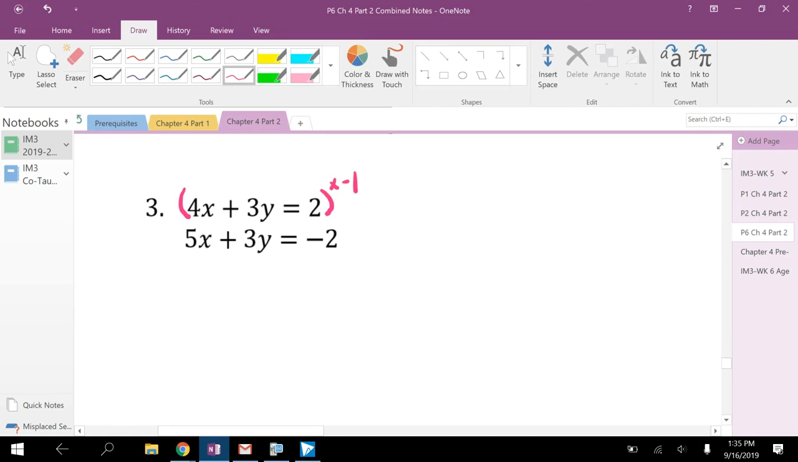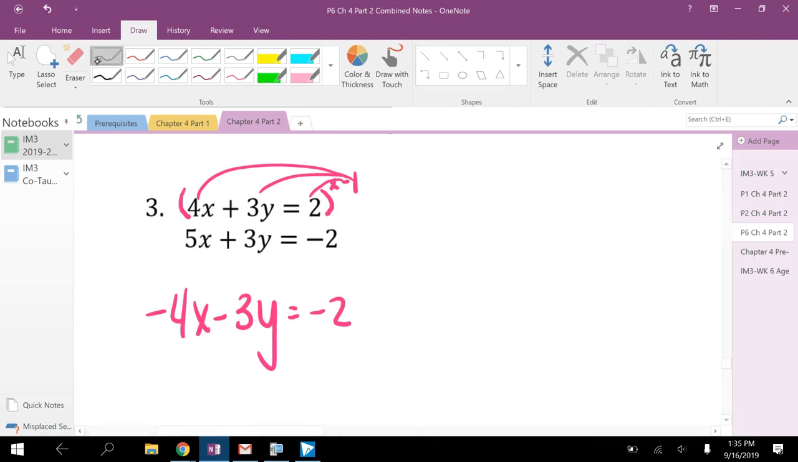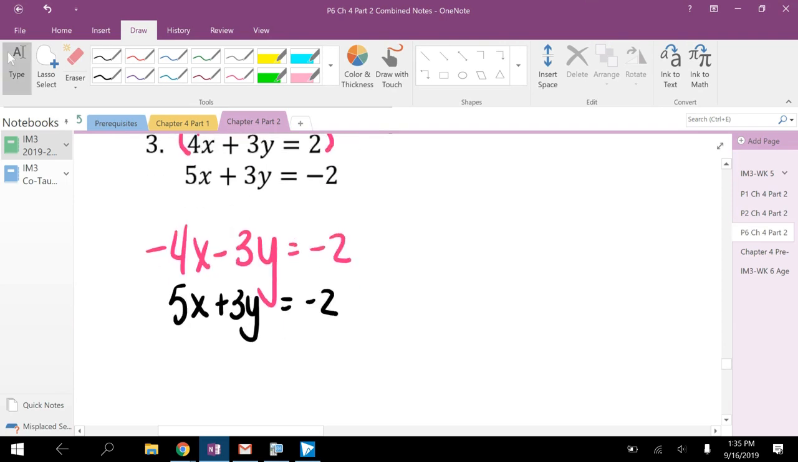So I'm going to multiply this whole top equation times -1. Again, mathematically, you can do that as long as you do it to all 3 pieces. So you got to do it to here, here, and here. So you would have -4x minus 3y is now equal to -2. And then I'm going to rewrite this one underneath: 5x plus 3y is equal to -2. I'll give you a second to make sure you're caught up, but I don't want you to rush.